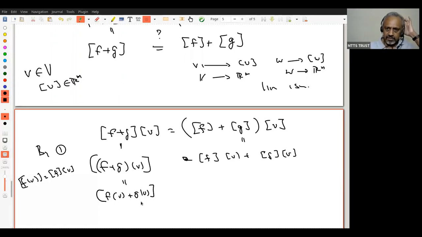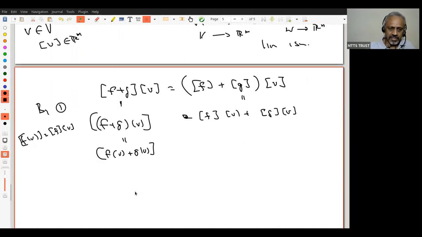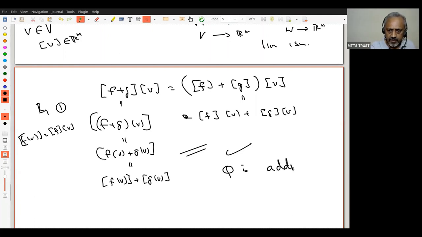Okay. It's fun if you understand mathematics rather than symbolic manipulation. You understand this? But what is this? We have seen that the coordinate map is a linear isomorphism. Therefore, this is a linear map in particular. So these two are equal. Okay. So this is additive. Phi respects addition, or preserves addition, or one simply says additive. It's an additive map. Okay.